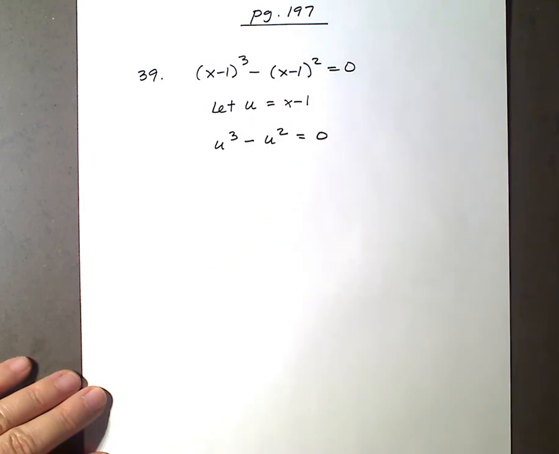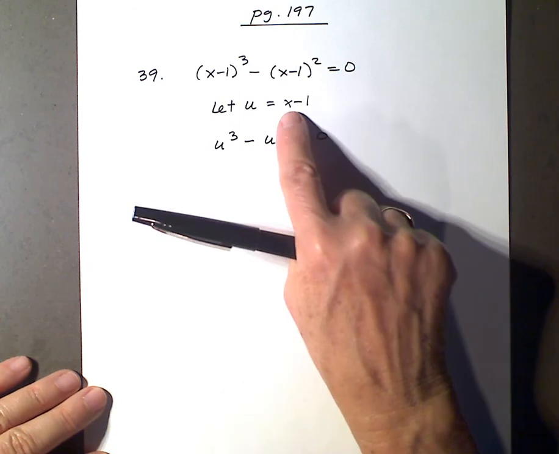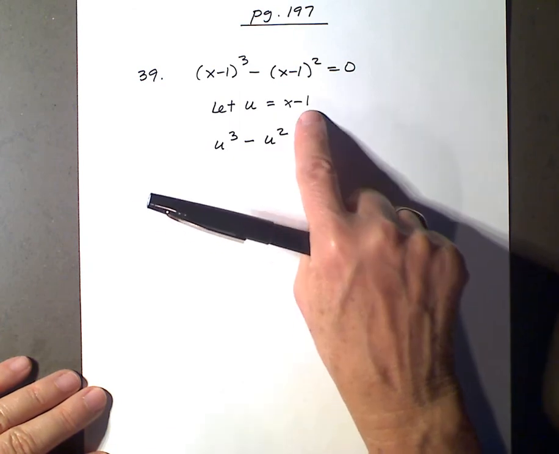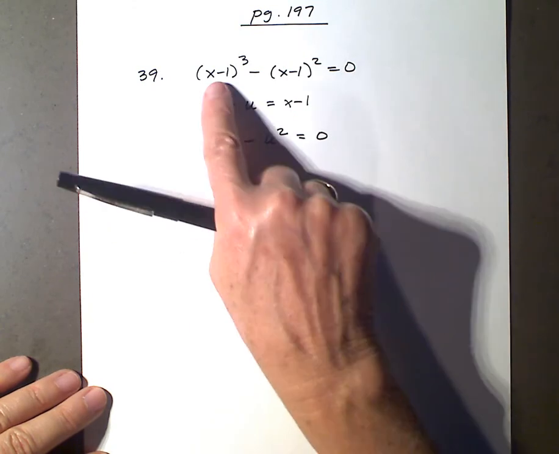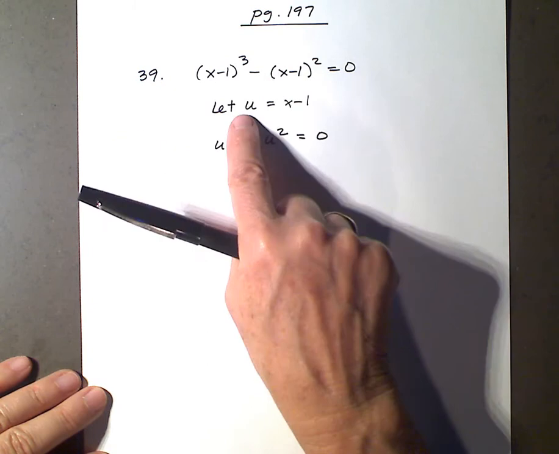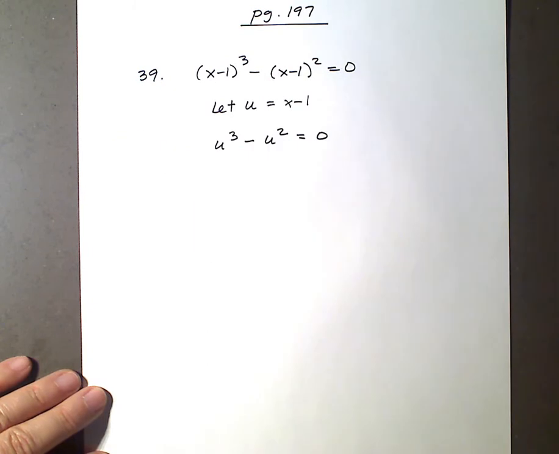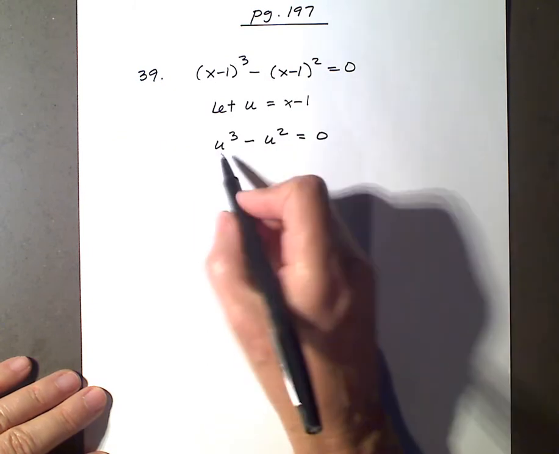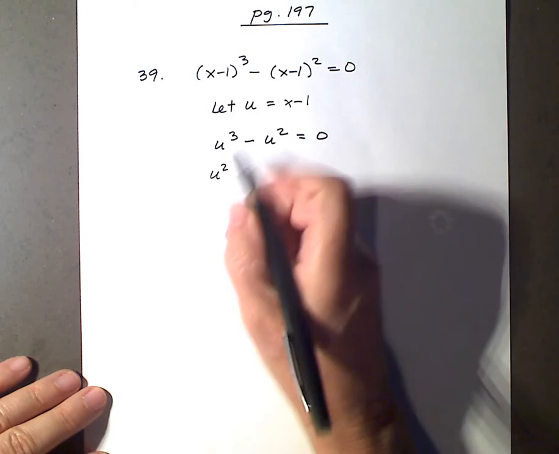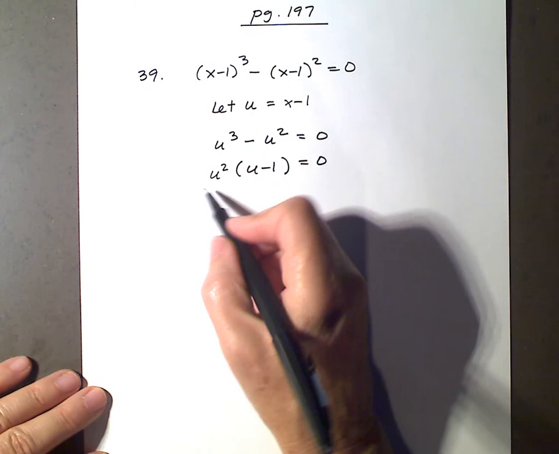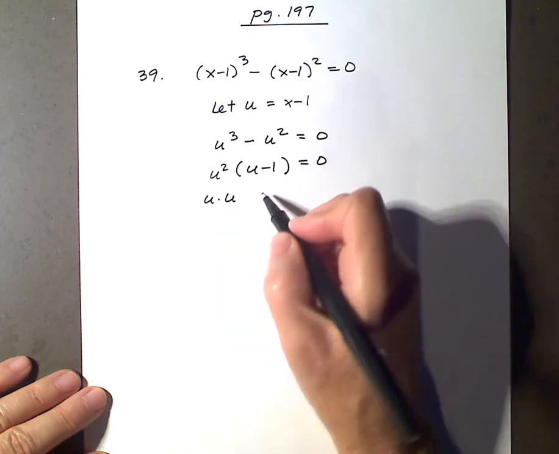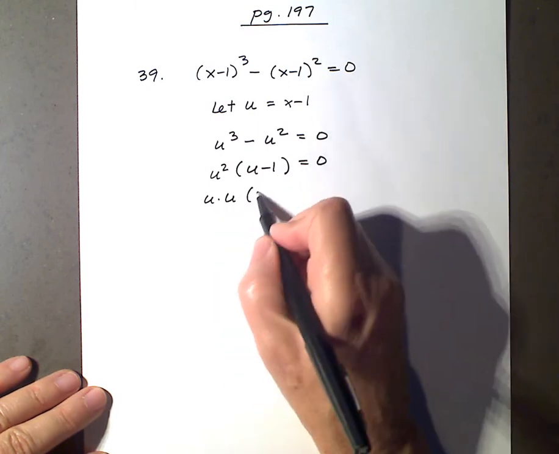And then I can solve for u. And once I've got what u is, I'll substitute back the x minus 1 at the end. So this is just a method of substitution where we temporarily let an expression be represented by a single letter so it's easier to work with. And then we'll factor here. So I'm going to factor out the u squared, and I get u minus 1 equals 0. So that u squared is really u times u times u minus 1 equals 0.